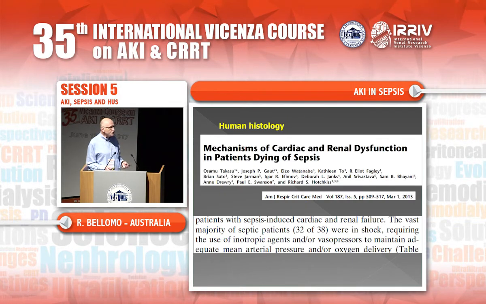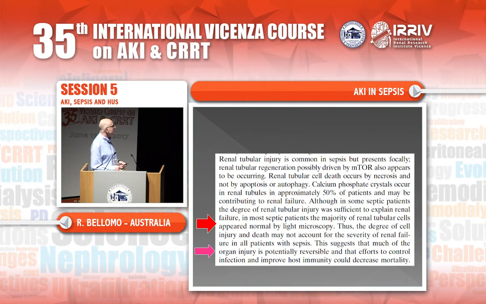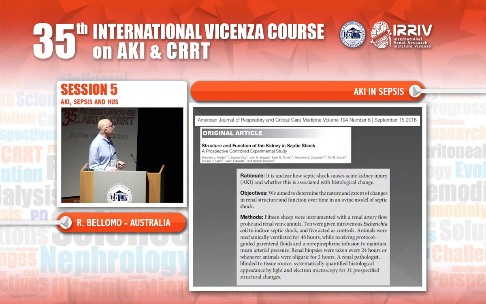So is that also true in human beings? There is some data with rapid postmortem, again, that shows that the majority of patients have normal renal tubular cells on histology, and that histology is really bland. So again, the experimental data is reflected in the human data.